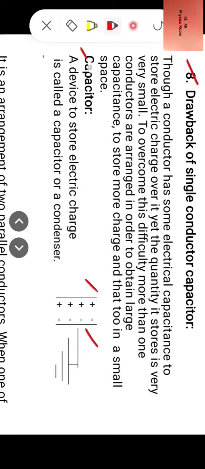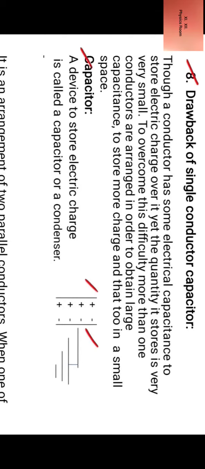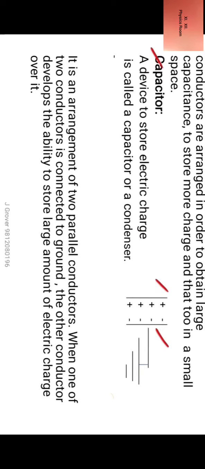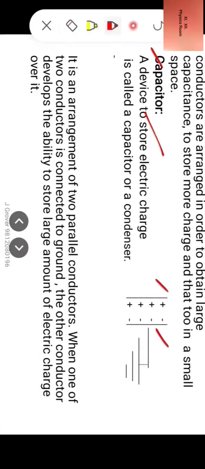Now what is a capacitor? A capacitor is a device to store electric charge, or a device to store electric charge is defined as capacitor or condenser. Sometimes we call it a condenser, which condenses electricity. So normally, technically, we call it a capacitor.